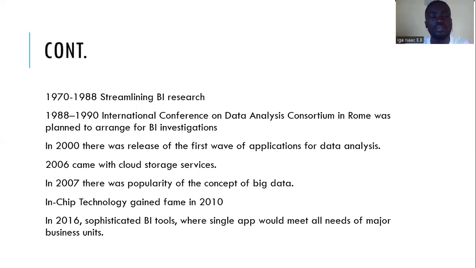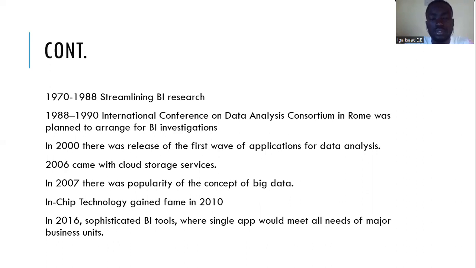Then a few years later, in 2000, there was the release of the first wave of applications from the research. People knew what was needed, so applications had to be released. That was in 2000. 2000 came with cloud storage, where you can save your files remotely. So an organization can easily save their files on a cloud storage service and access them without needing to have a server room within the organization premises. Then in 2007, there was popularity of the concept of big data. Then in-memory technology gained fame later in 2010.